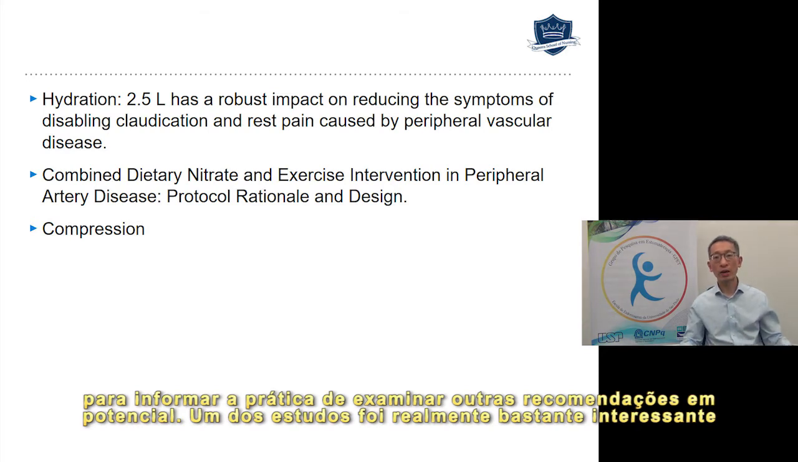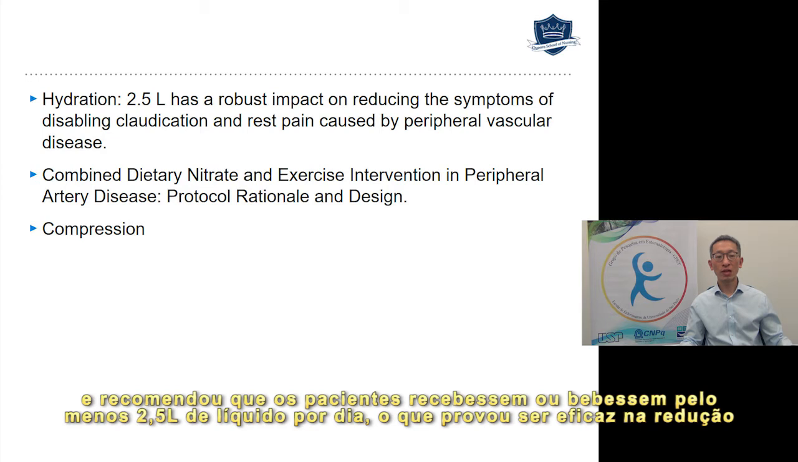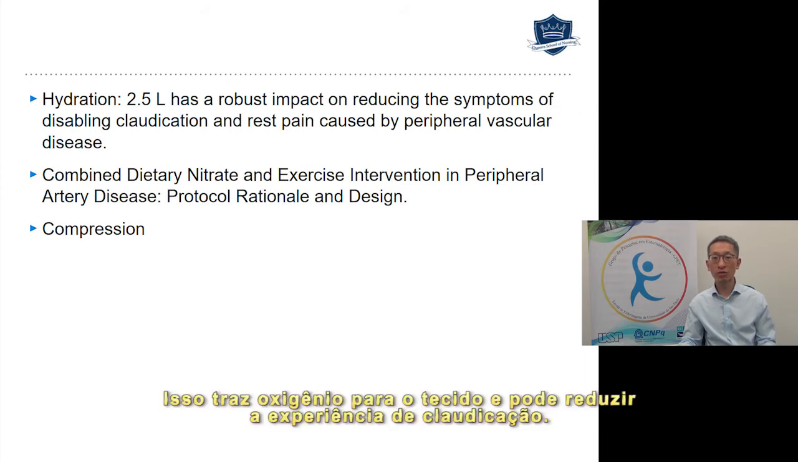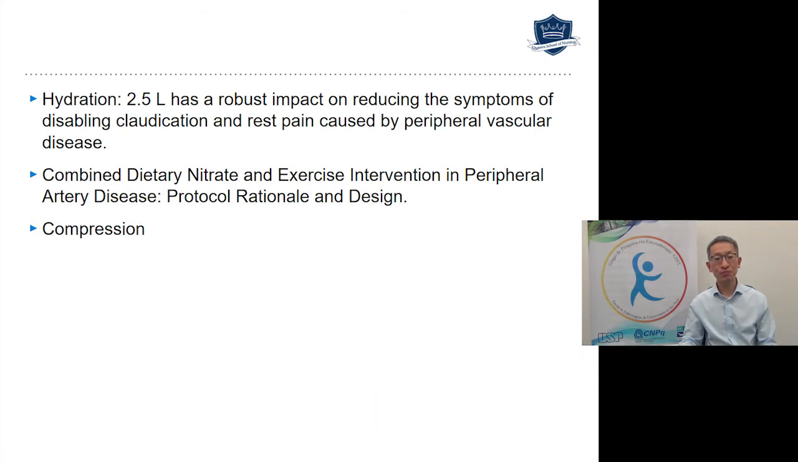One of the studies that is actually quite interesting recommends that patients drink at least 2.5 liters of fluid per day, and that has been shown to be effective in reducing the experience of claudication. So by improving your hydration status, ensuring you're receiving a lot of fluid, increasing the circulating volume, bringing oxygen to the tissue may reduce the experience of claudication.